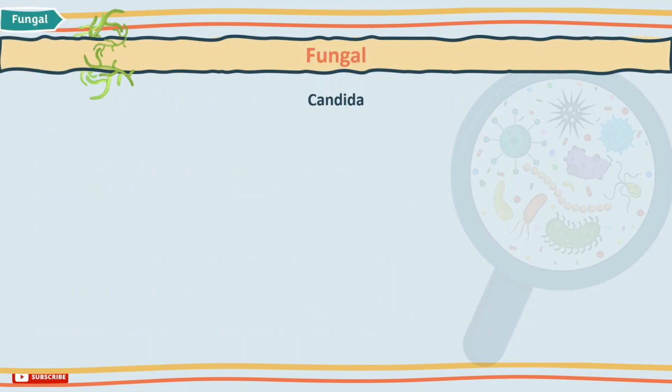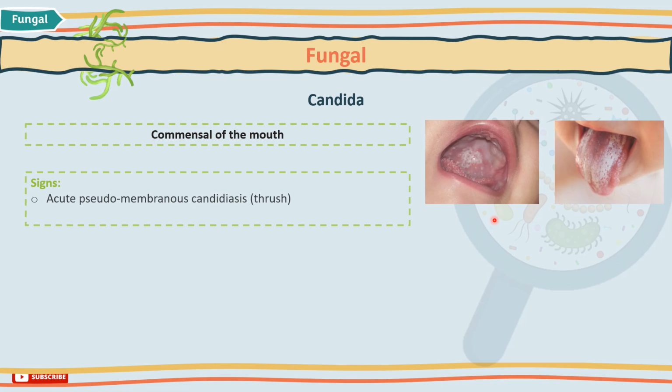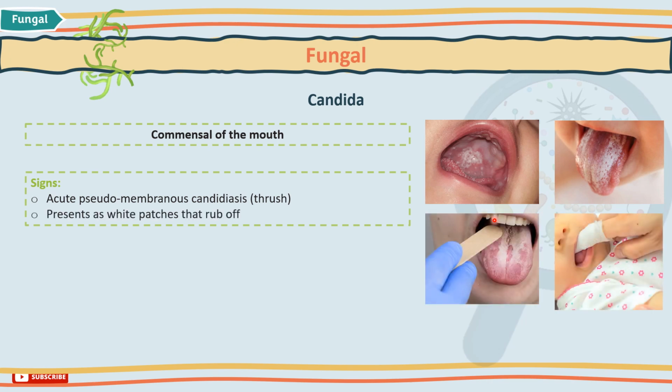Moving on to the fungal infections with oral manifestation, starting with Candida. It is a commensal of the oral cavity that may only become pathologic when the oral environment favors its proliferation. It can be seen in newborn and undernourished infants after prolonged use of antibiotics or steroids. Signs: acute pseudomembranous candidiasis or thrush. It presents as a white patch on the oral mucosa and tongue, but these patches can be rubbed off, which differentiates it from other oral white lesions. Treatment is an antifungal medication, and you should always correct the underlying problem.